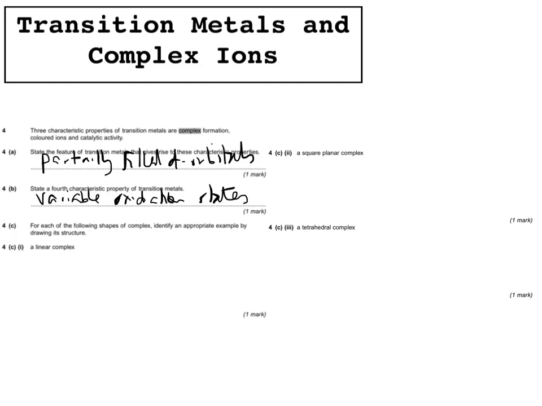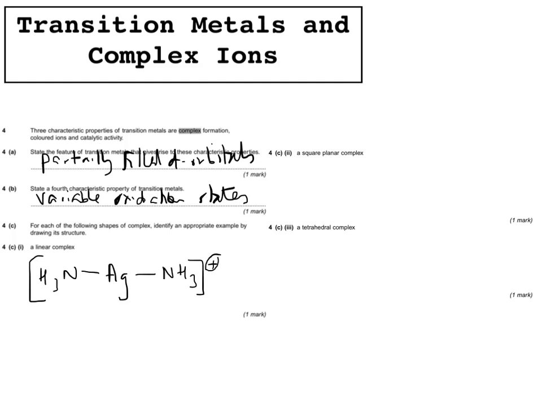And then it says, for each of the following shapes of complex, identify an appropriate example by drawing its structure. So a linear complex. The linear complex example was the Tollens reagent, which is silver in the middle, with 2 ammonias on either side. Ammonia is neutral in terms of charge, silver is 1+, and therefore this has a 1+ charge overall.